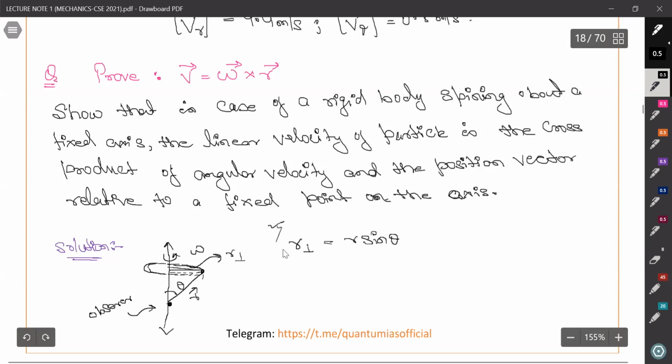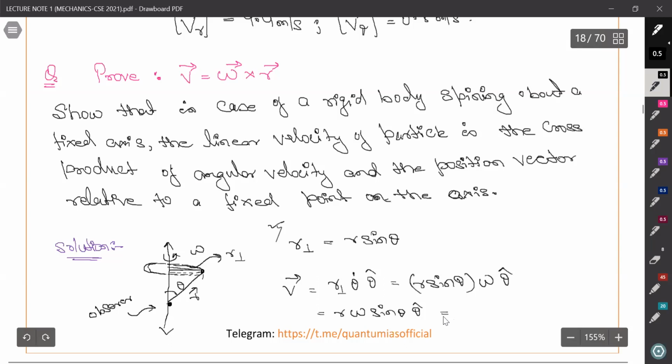So we need to write its velocity. How can we write this velocity? Because the motion is circular, it will have only a tangential component, that will be r perpendicular, because this is the radius of the circle in which it is moving, times theta dot theta cap. So it will become r sine theta, r perpendicular, and theta dot is omega theta cap. So we are left with r omega sine theta theta cap.